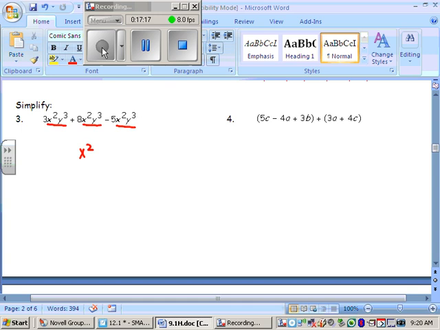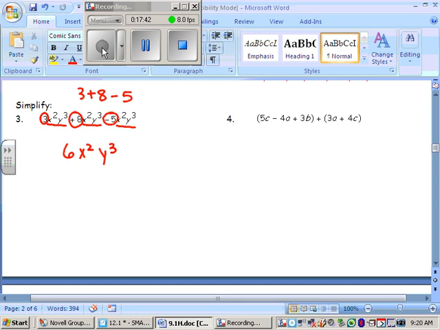The x squared y cubed will remain the same. Again, all we're going to do when we combine like terms is add the coefficients. So we're adding 3 plus 8 and then subtracting 5. So that would give us 11 minus 5, or 6. So our answer would be 6x squared y cubed.